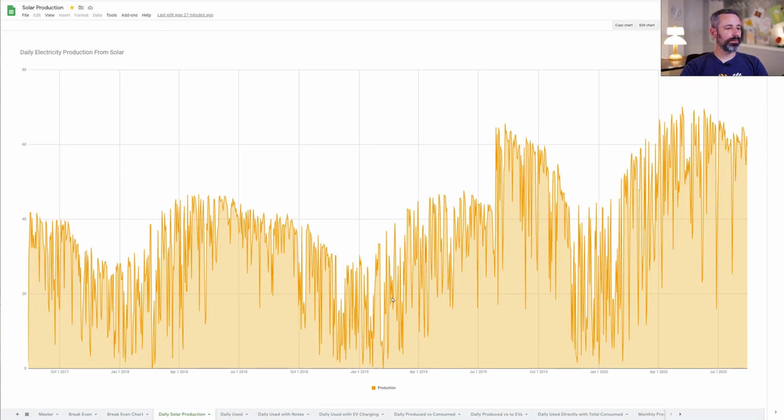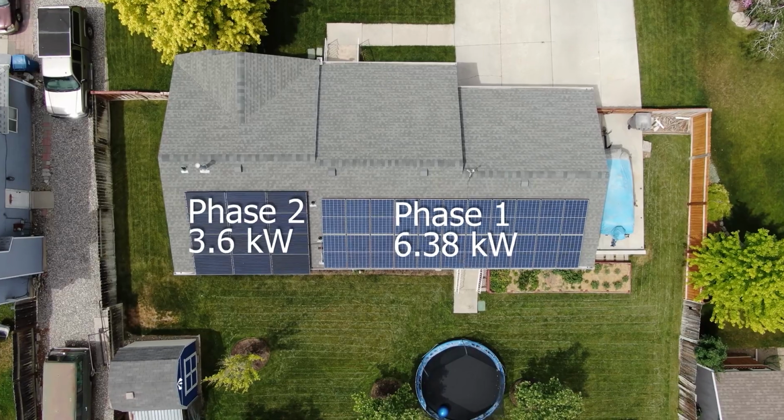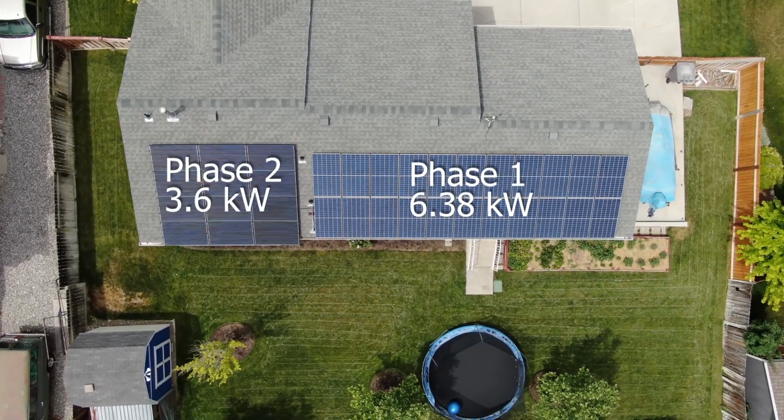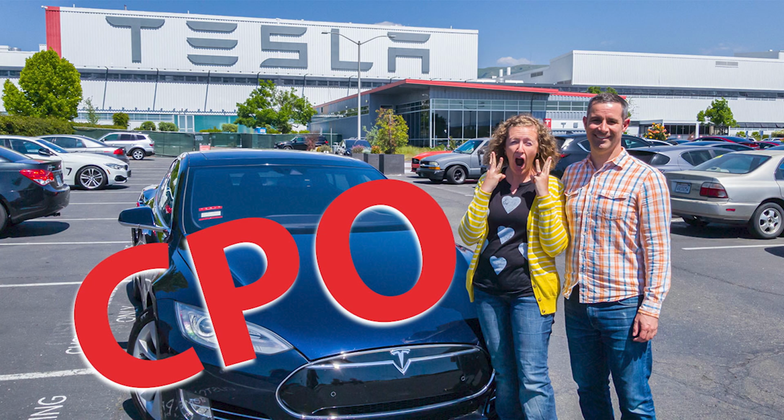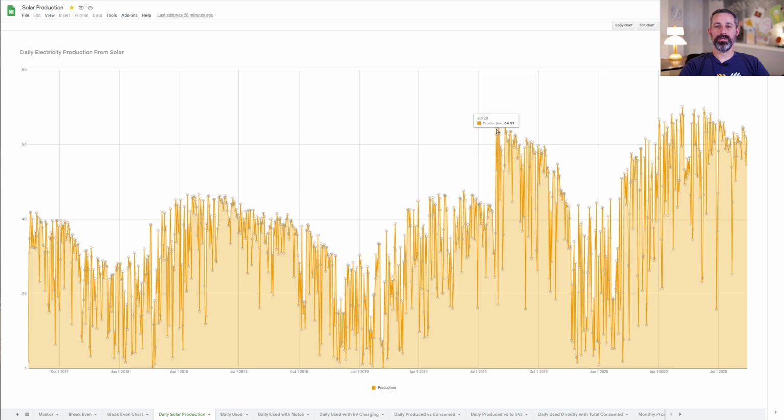In any case, you can see there's this jump in the solar production, and that is because we added an additional 3,600 watts of solar in July of 2019. And I did that because we had just bought our Tesla Model S, which if you're interested in learning more about that, I'll put a card here to the video about us purchasing that. And so we were consuming more electricity, obviously, because we're now driving on electricity. And so that's where I added these additional panels, and so our production jumped up correspondingly.